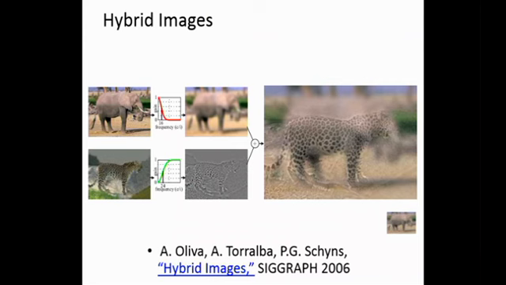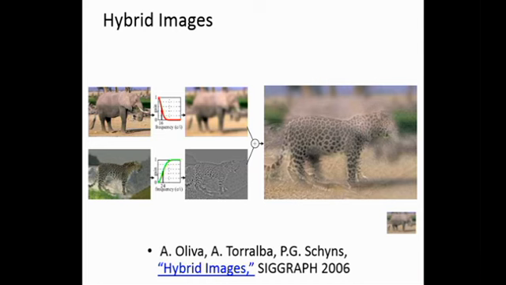Another example is hybrid images. This is a neat little paper by Aude Oliva and Antonio Torralba and Schyns. Aude Oliva is visiting campus, by the way, in a couple weeks. The idea here is that you can create a single image that's a blend of 2 other images. And when you look at the blended image from close up, you see one thing, and when you look at it from far away, you see another thing.